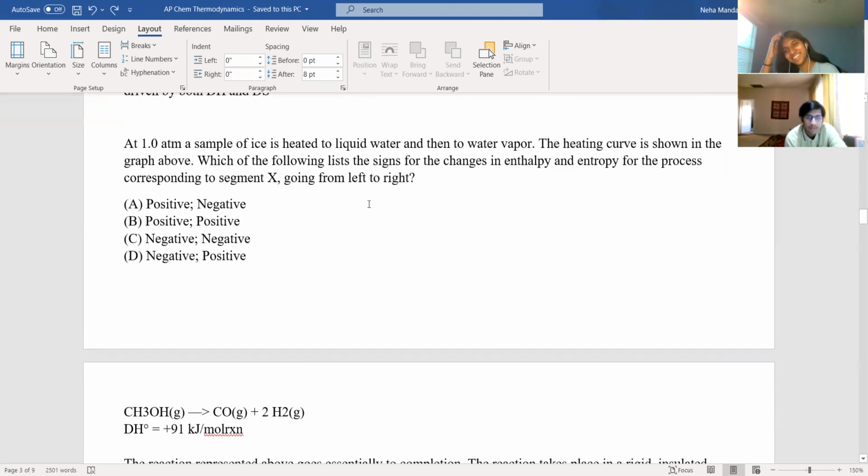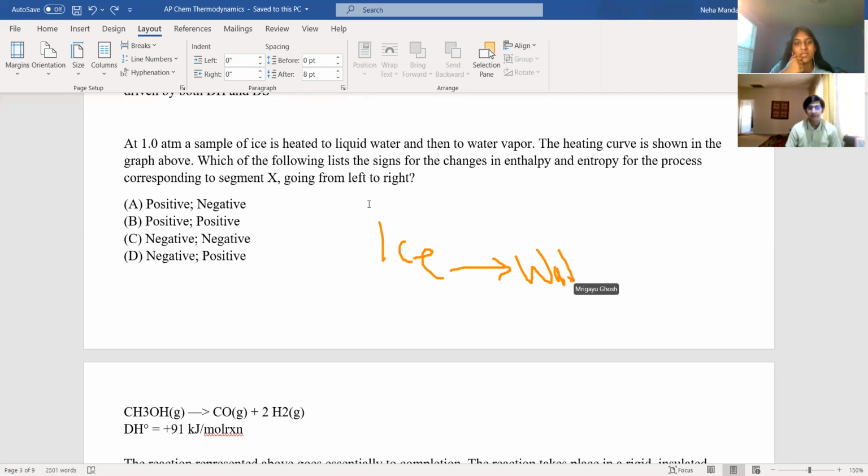There's no graph. I'm sorry, these questions are so weird. I think we can kind of guess, right? No, we can't. Well, if it's heated to liquid water and then to water vapor, the main idea here is that it's going from ice to water to vapor, right?